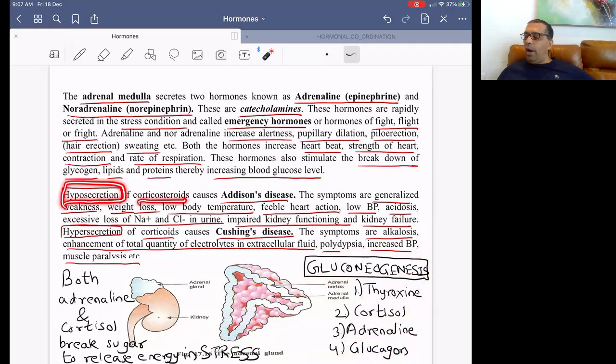So then we have hyposecretion of corticosteroids causes Addison's disease. ये हमने किया था पिट्यूटरी ग्लैंड में. And hypersecretion of corticoids causes Cushing's disease. ये भी किया था हमने पिट्यूटरी में. And in Addison's disease the person will have generalized weakness, weight loss, low body temperature, a feeble heart rate, low blood pressure, acidosis, excessive loss of sodium and chloride in the urine. ये पॉइंट एक्सप्लेन कर सकते हैं.